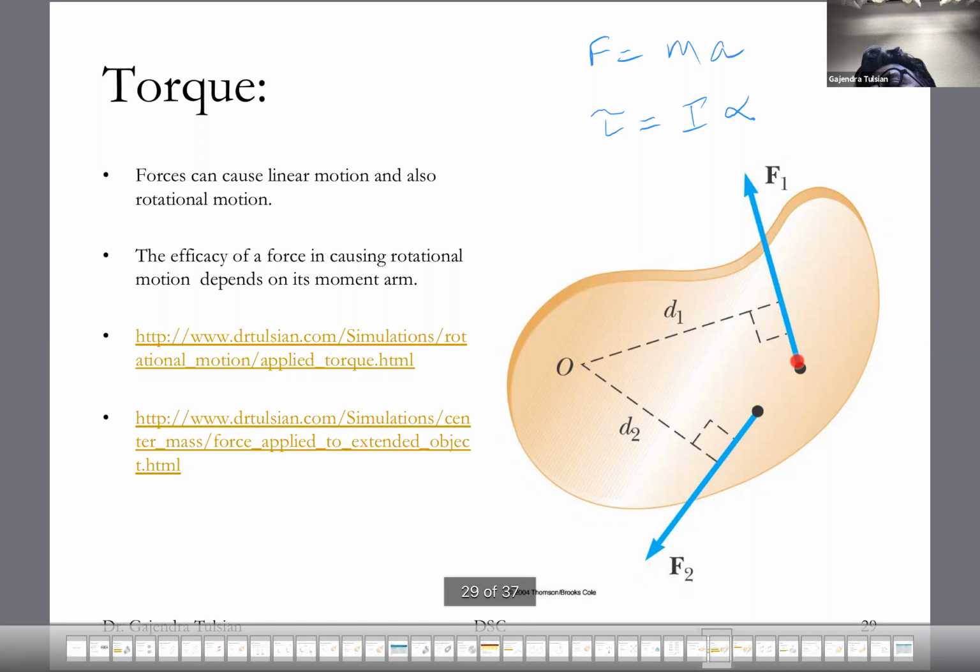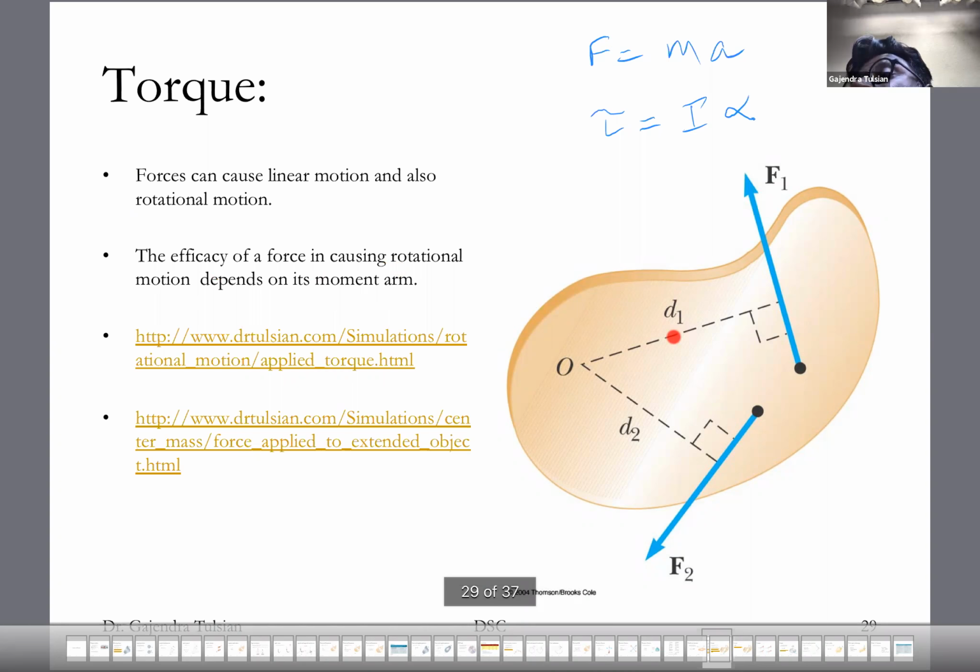So this is called a moment arm. And if you apply the same force over here, it'll cause a greater angular acceleration. So the efficacy of a force in causing rotational motion depends on its moment arm. This is the moment arm.